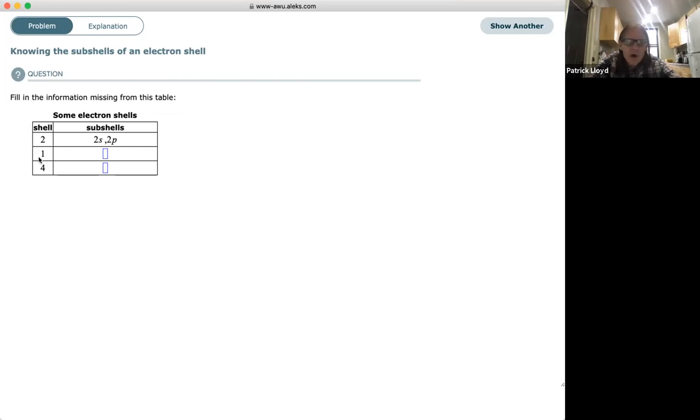Shell 1 can only have 1s, right? n is equal to 1, so L can only go up to n minus 1, which would be 1 minus 1, which is 0, so L is 0, so 1s. How many electrons? The s only has 1 orbital, so 2 electrons, 1 times 2. Now you get up to 4, right? Now you can have your S, P, D, F, 0, 1, 2, 3. So you could have 4s, 4p, 4d, and 4f.